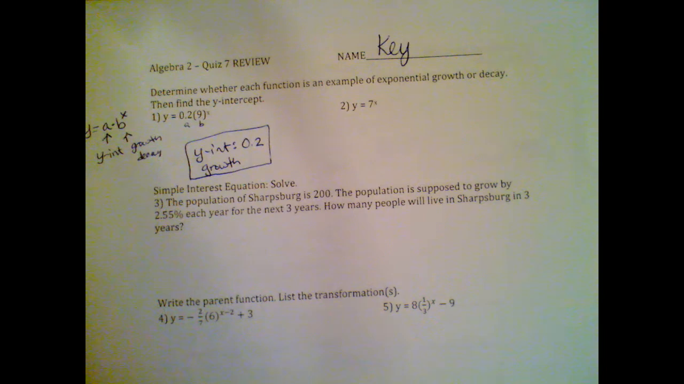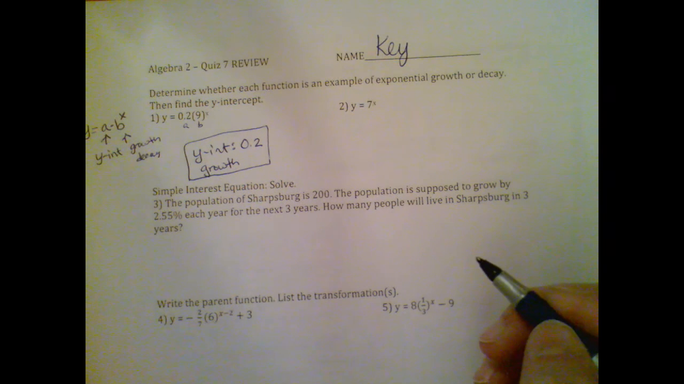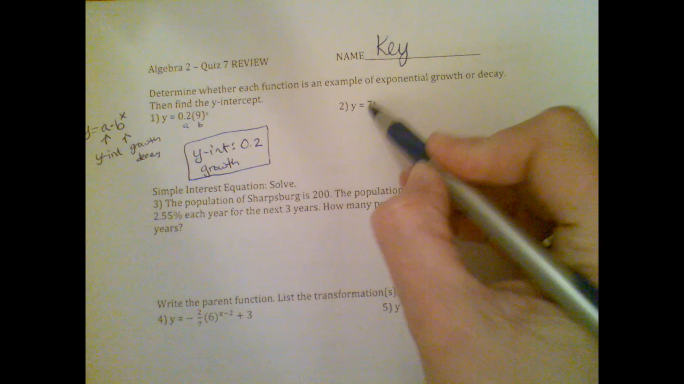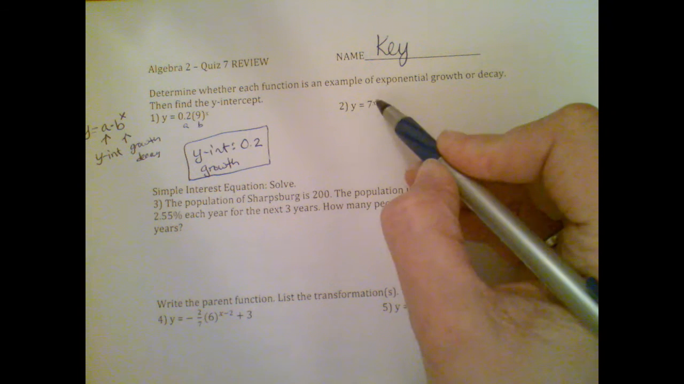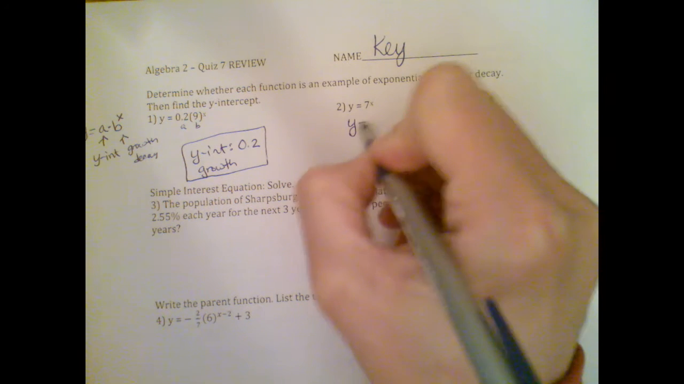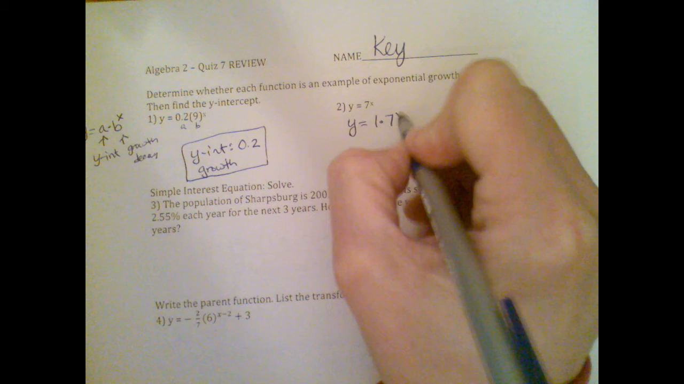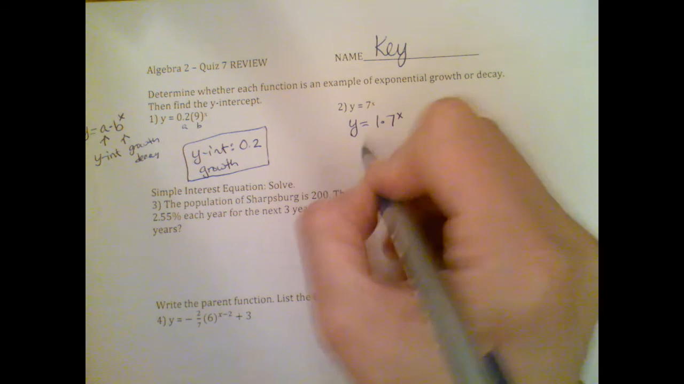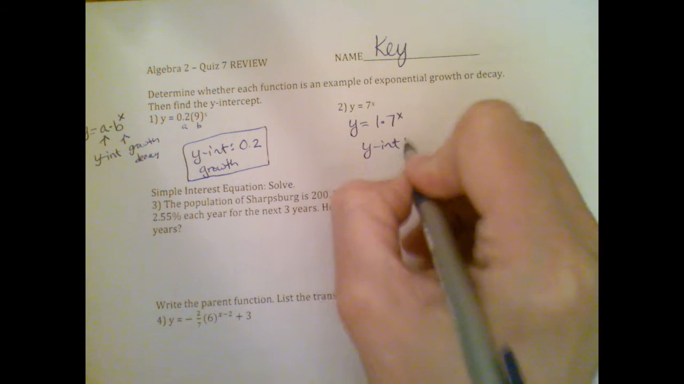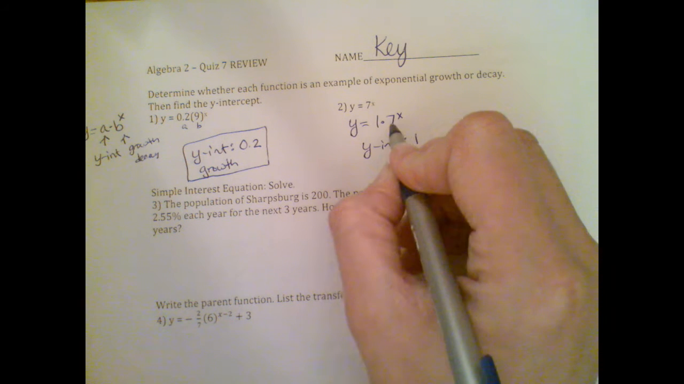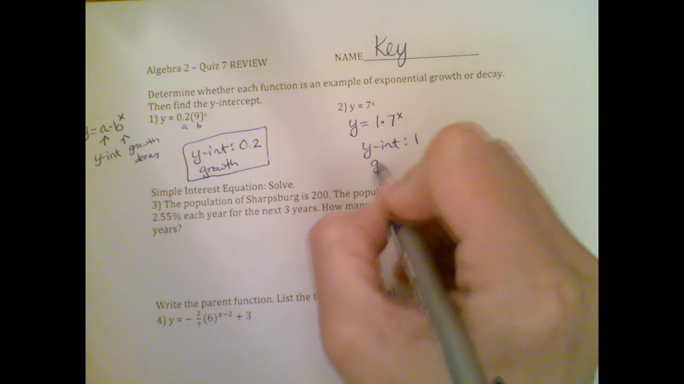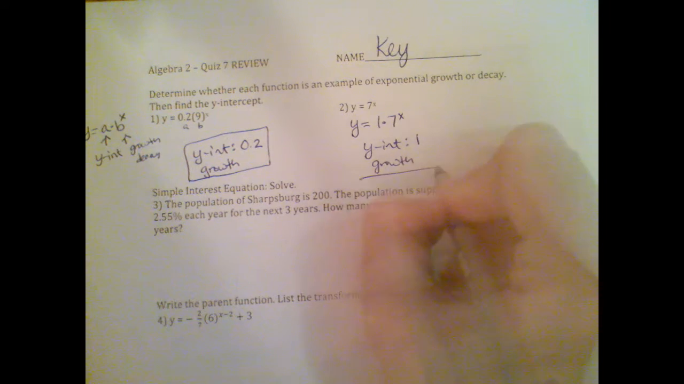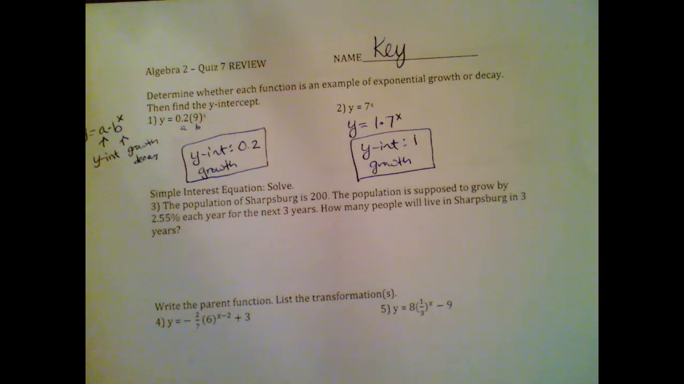So for this next one, we have y equals 7 to the x power. Notice the number attached to the x, that's always going to be your b. So if we want to have two numbers, we can squeeze in a 1 there. So our a would be 1, our b would be 7. So our y-intercept for this one is going to be 1, and the 7 is a number greater than 1, so it is growth also for this one. So that would be our final answer.